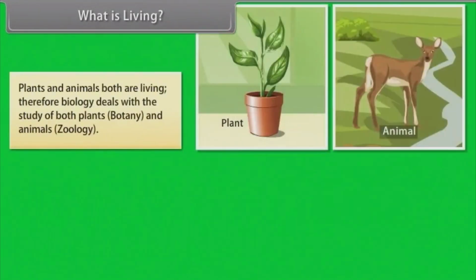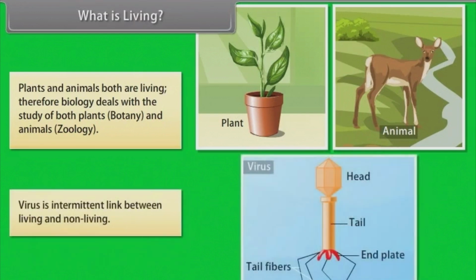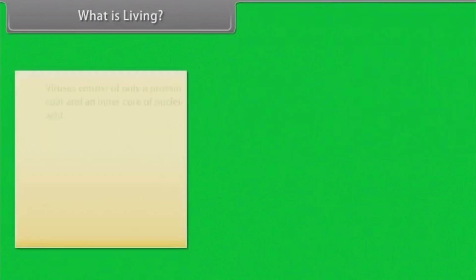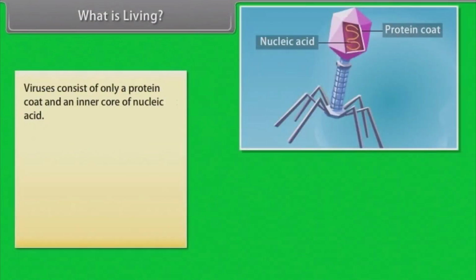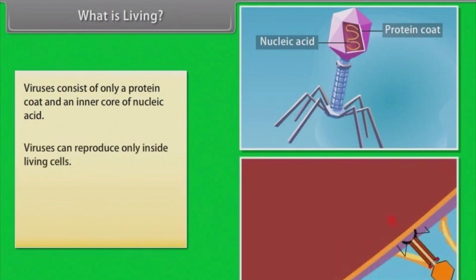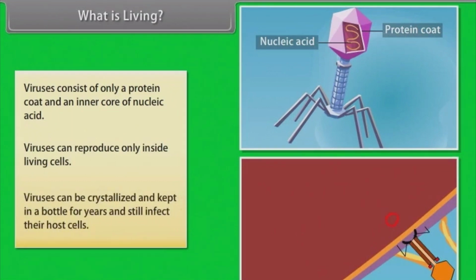Plants and animals both are living, therefore biology deals with the study of both plants, botany, and animals, zoology. Virus is an intermediate link between living and non-living. Viruses consist of only a protein coat and an inner core of nucleic acid. Viruses can reproduce only inside living cells. Viruses can be crystallized and kept in a bottle for years and still infect their host cells.